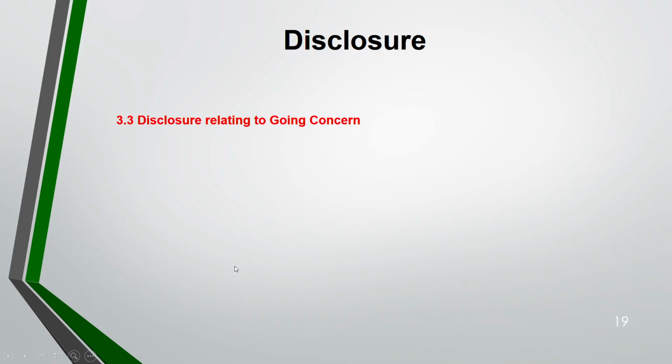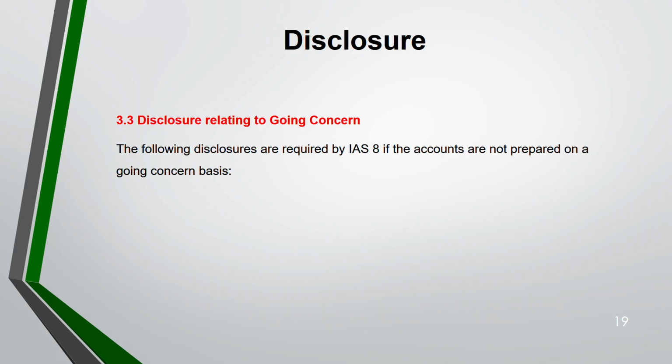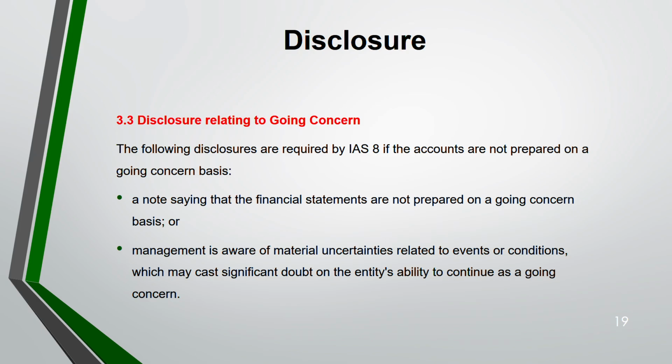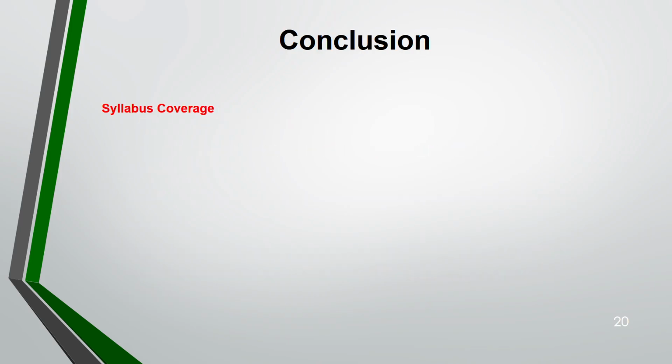Now, the following disclosures are required by IAS 1 if accounts are not prepared on a going concern basis. A note that financial statements are not prepared on a going concern basis, or that management is aware of material uncertainties relating to events which can cast doubt about the entity's ability to continue as a going concern. Now, that's it for IAS 10.